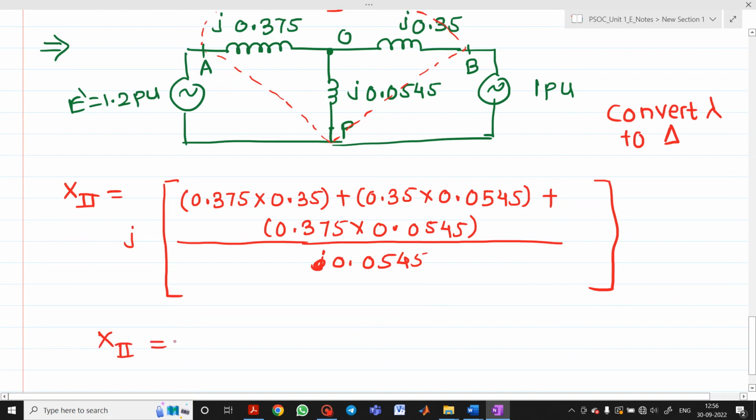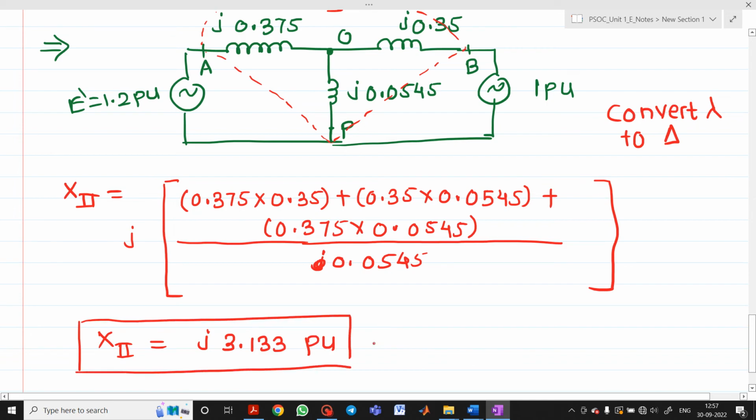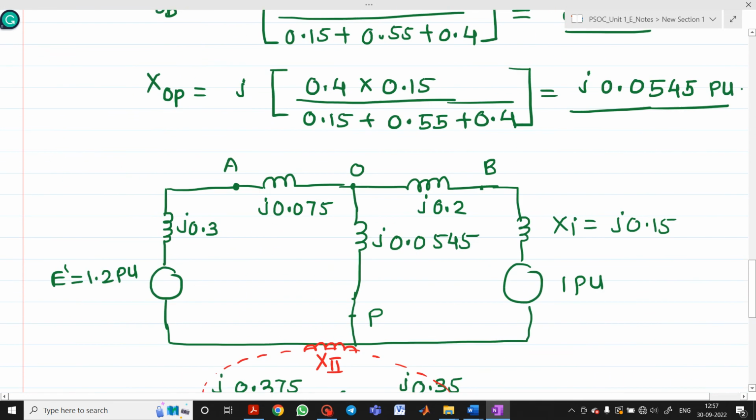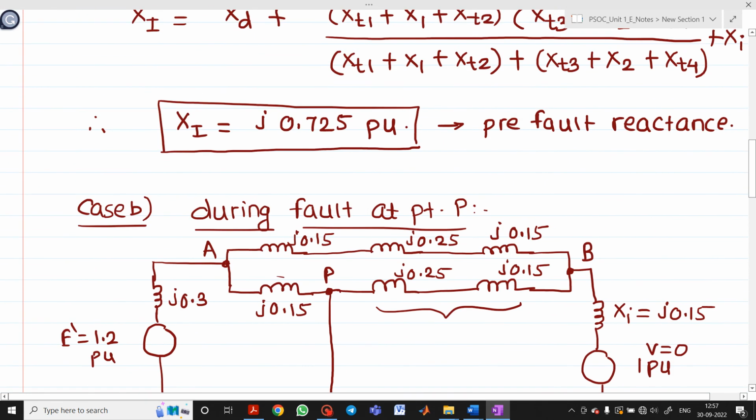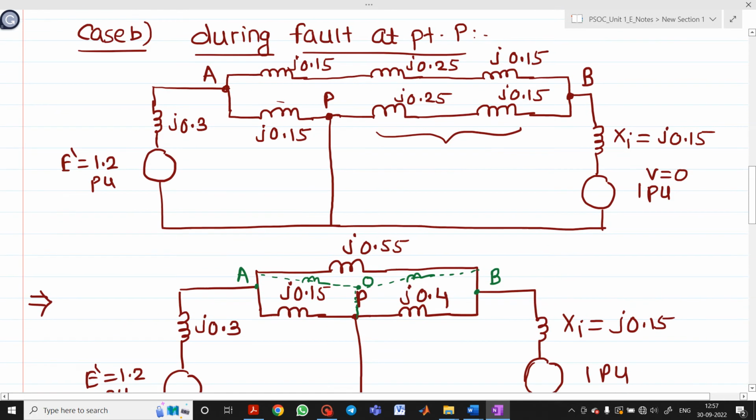What will be the answer here? Once you find it out with the help of a calculator, you will get 3.133 per unit. So what is this? This will be your reactance, but this is the during fault reactance. So I can write it here: during fault reactance. So this is case number 2, that is during fault at point P.